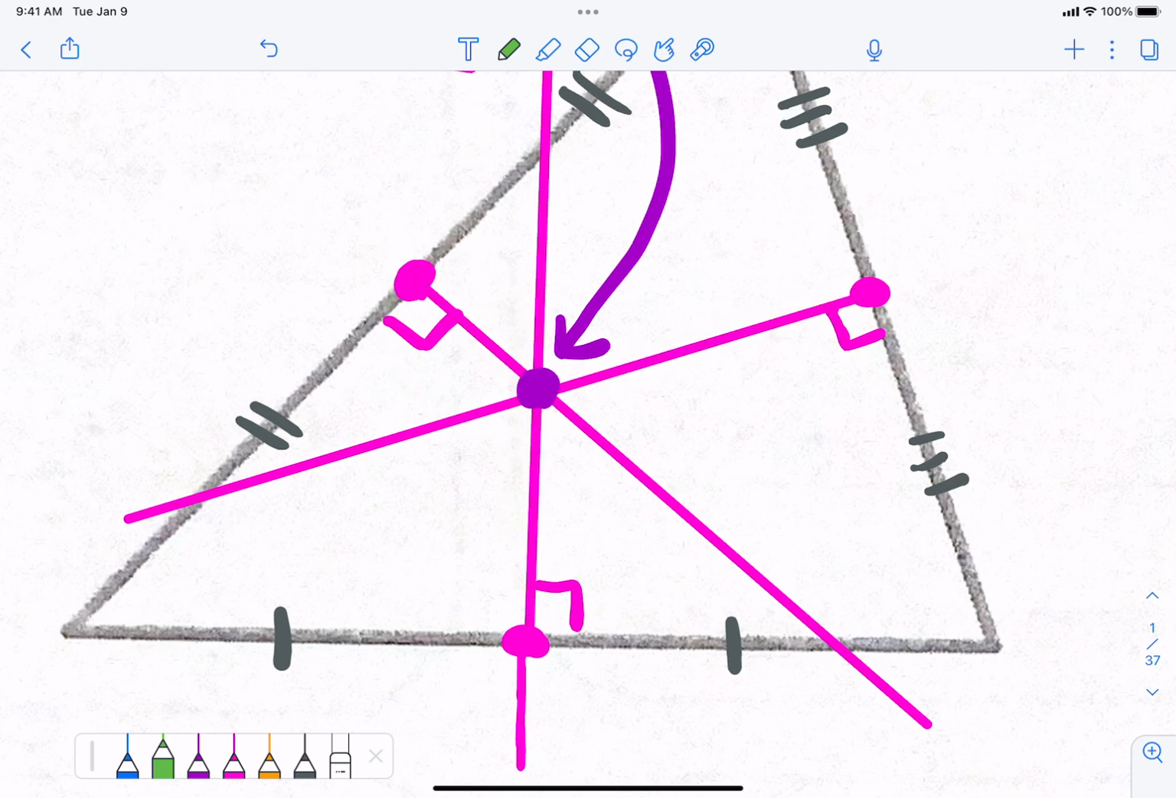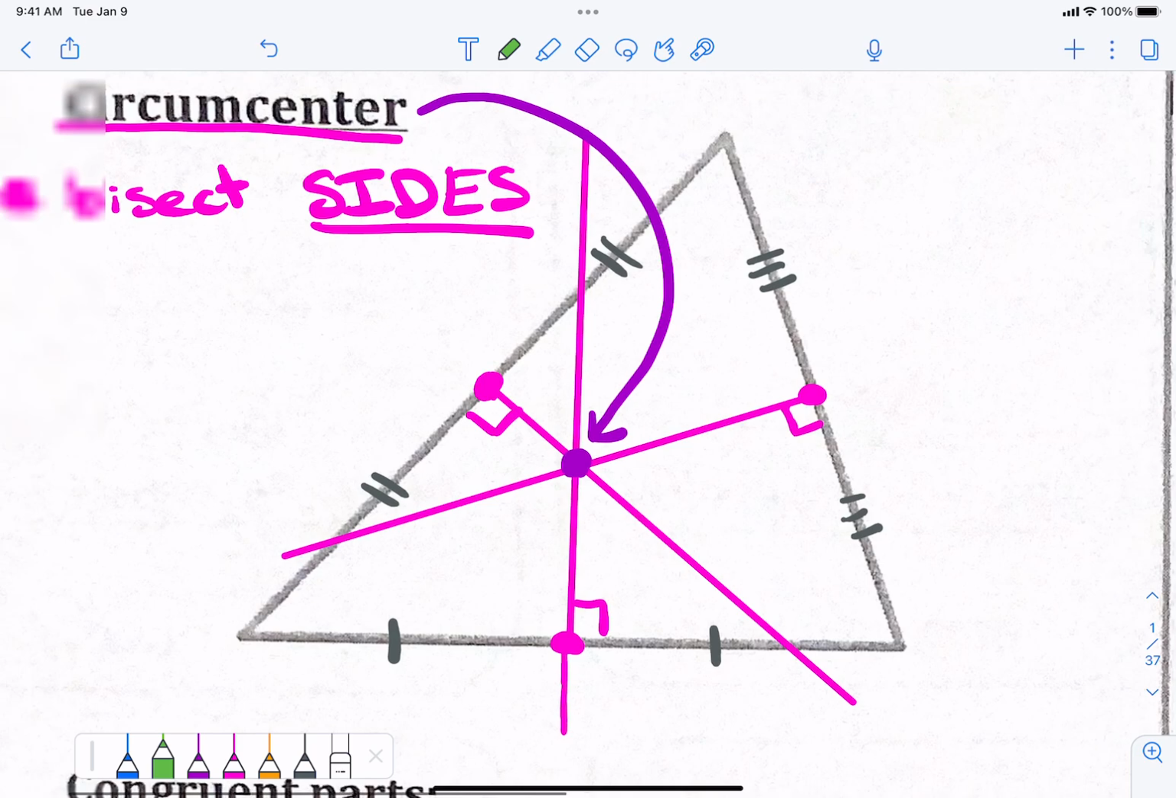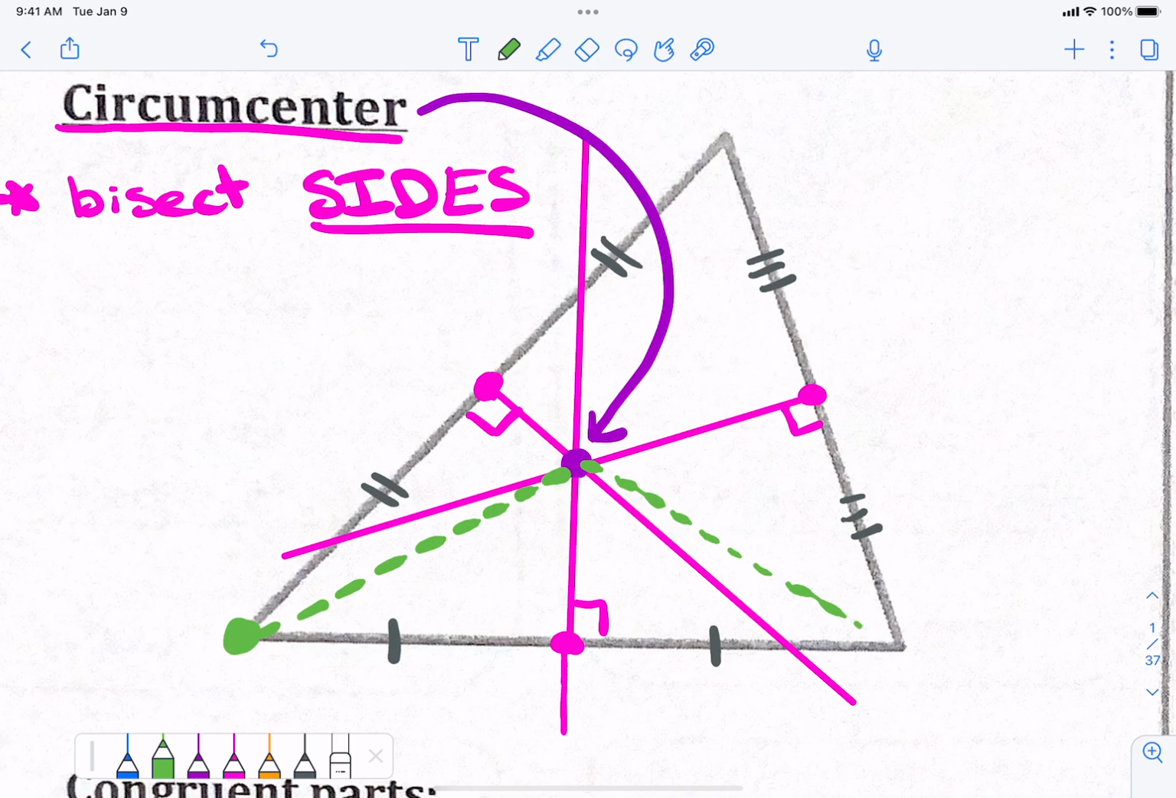Even though we've bisected all the sides, what will happen is, and this is really fancy, this length to this dot, this length to this vertex, and this length to this dot are all the same length, right? I mean, maybe not on my picture. So the distance to all of the angles will be the same.